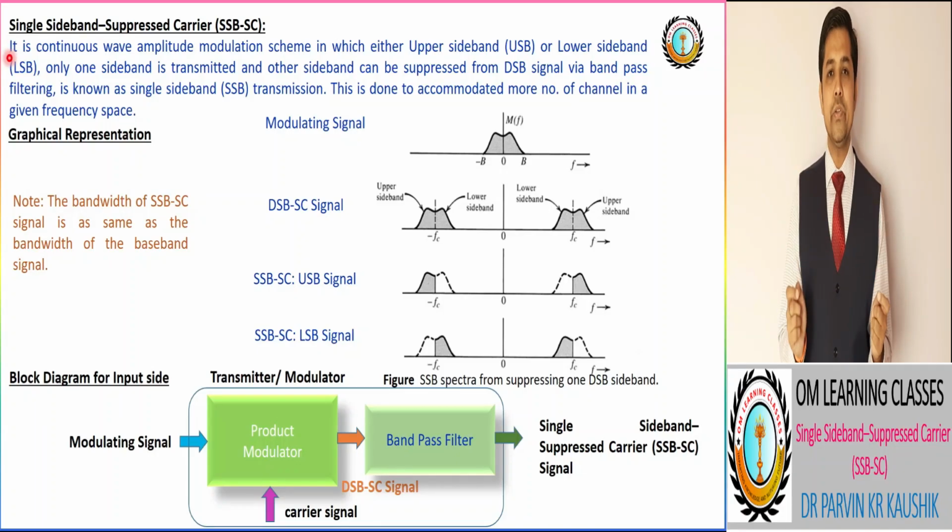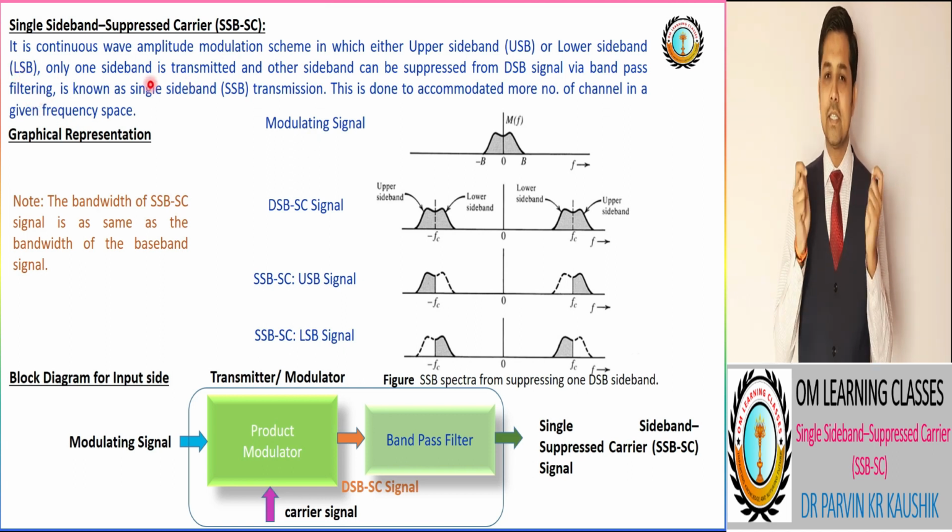Today we will discuss another modulation technique known as the single sideband suppressed carrier modulation technique. It is a continuous wave amplitude modulation technique in which only one sideband, the upper sideband or the lower sideband, is transmitted and the other sideband is suppressed from the SSB-SC signal. This suppression is achieved by using a band pass filter.